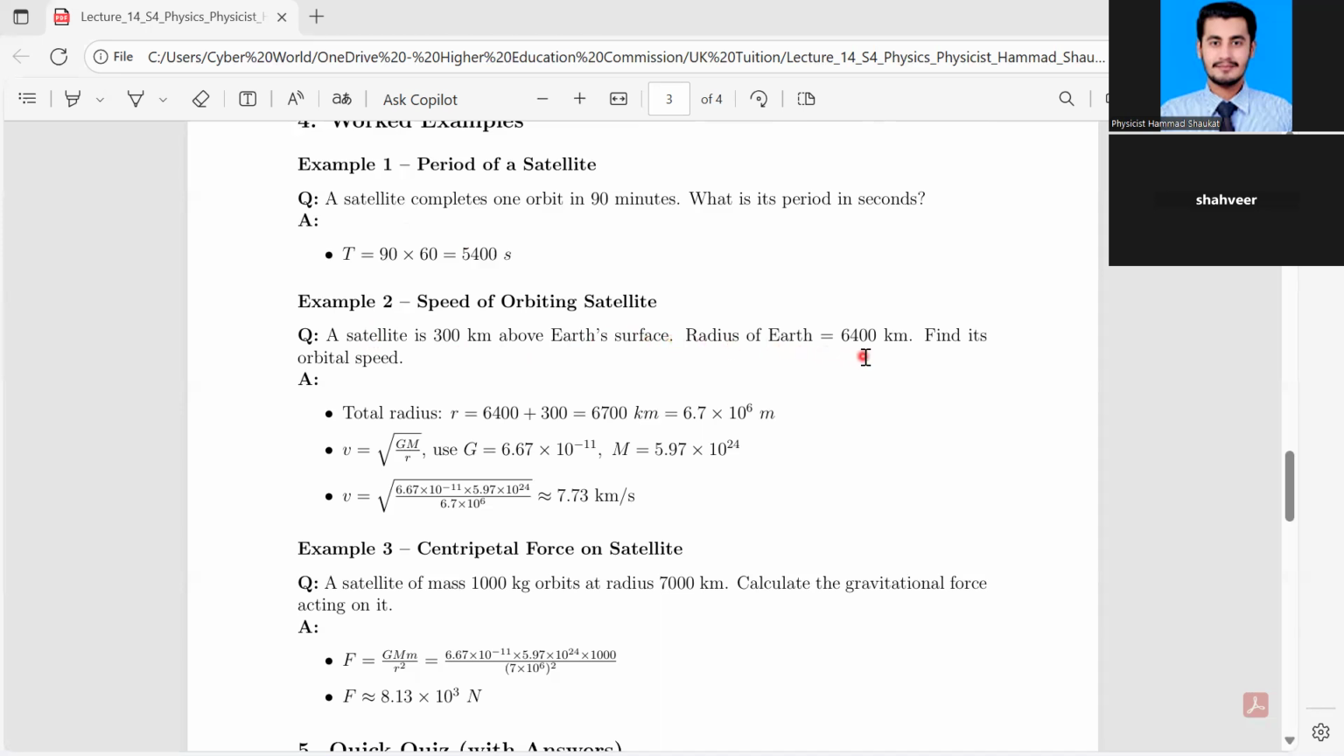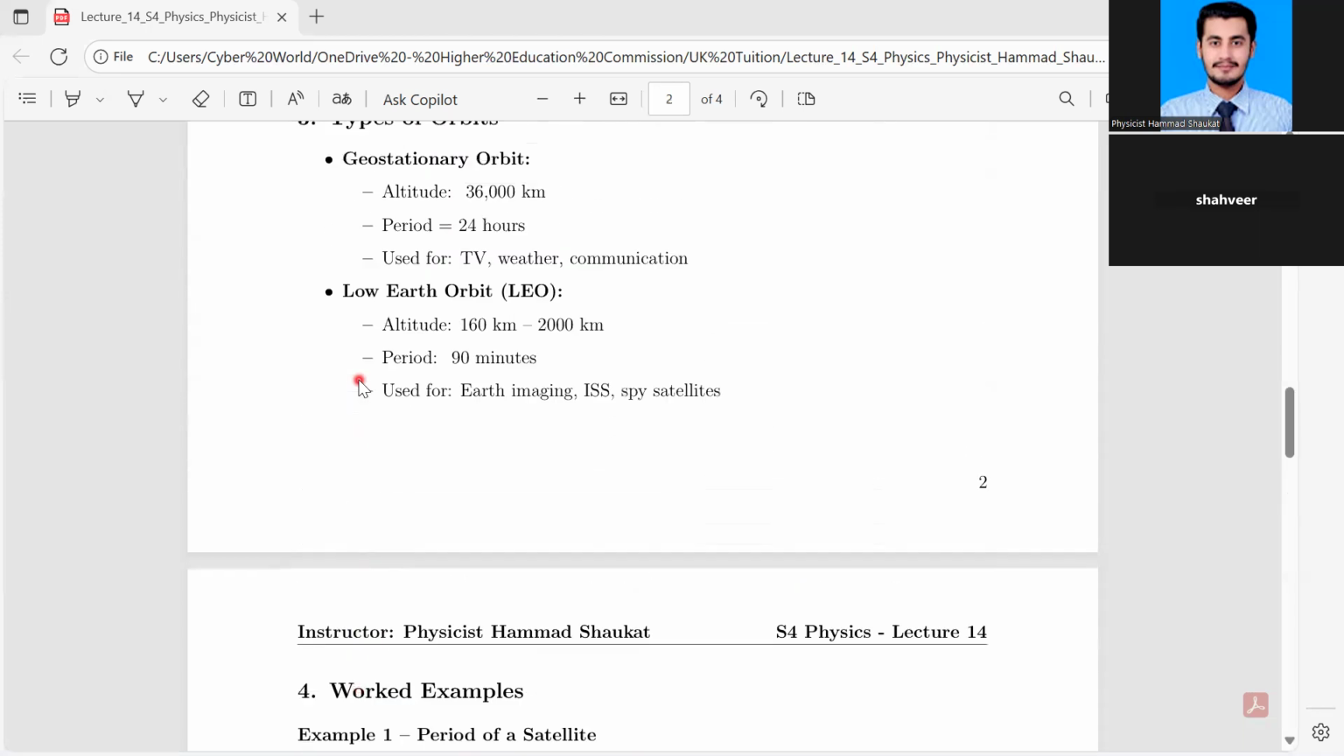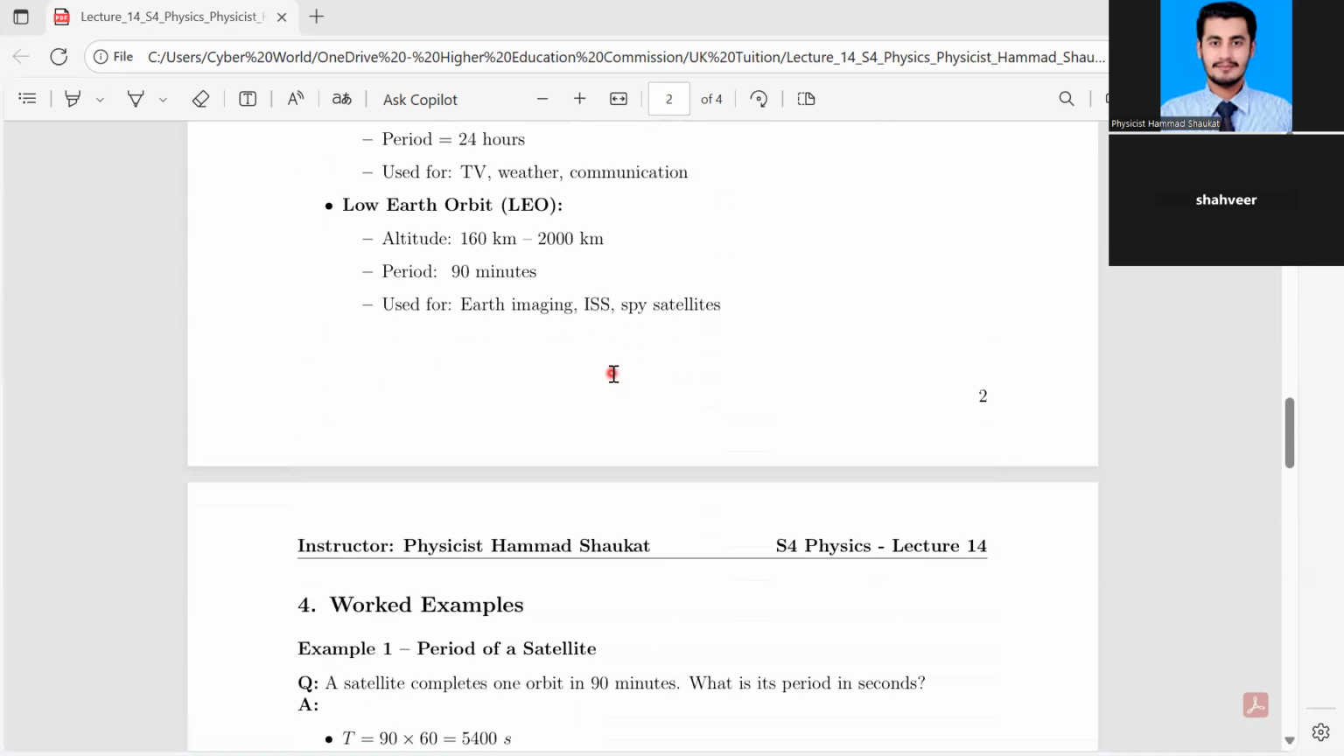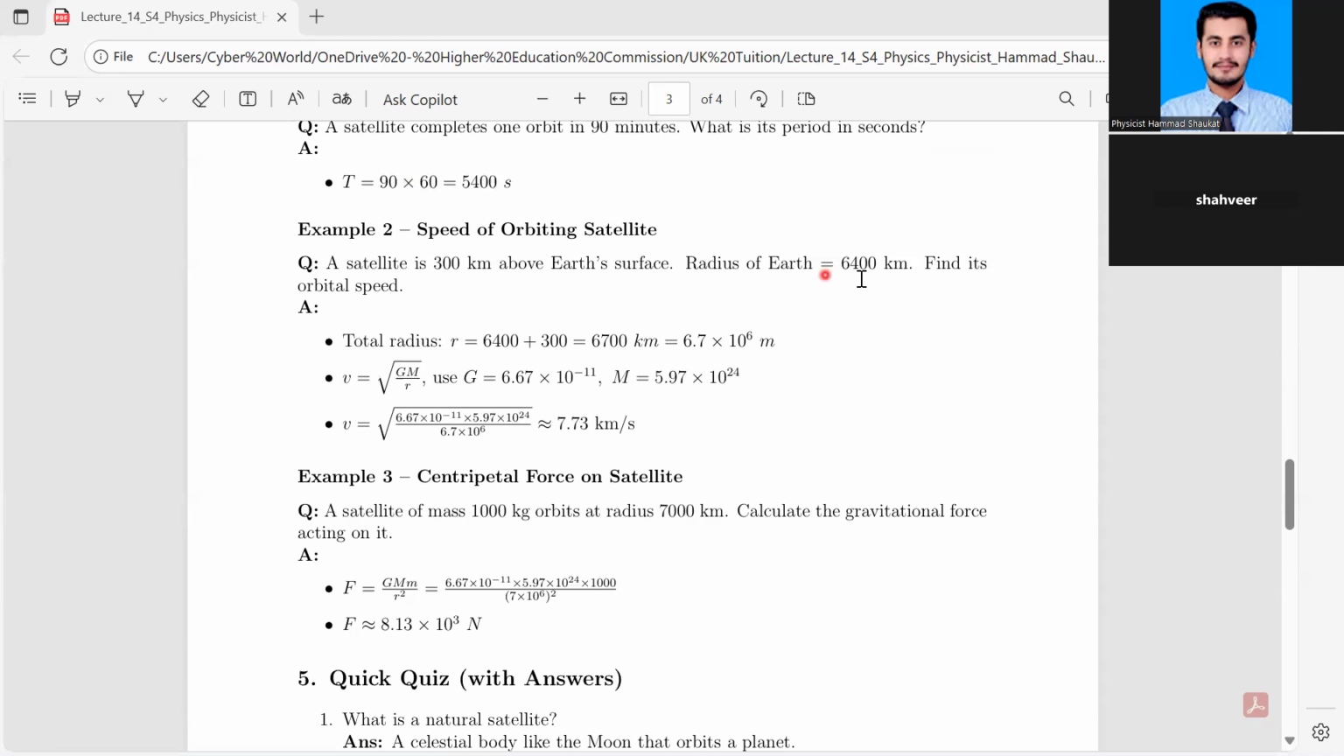Now, second example: a satellite is 300 kilometers above the Earth. The radius of Earth is given, which is 6,400 kilometers. Find its orbital speed. You have to find the orbital speed, v, from what we derived here. The radius of the Earth is given as 6,400 kilometers, but this is in kilometers. Do you know the SI unit of radius? Can you tell me the unit for radius?